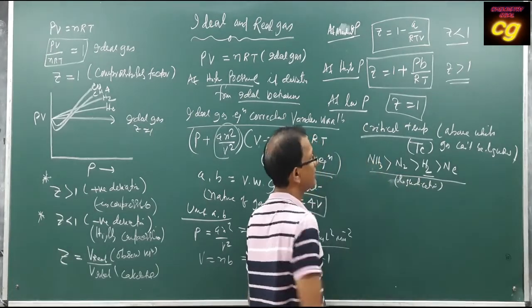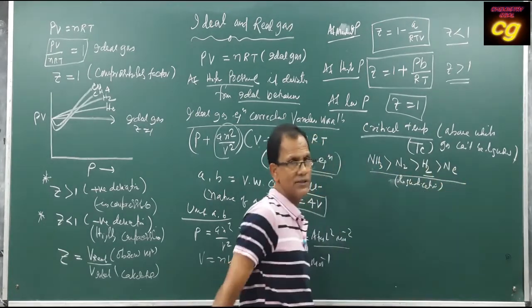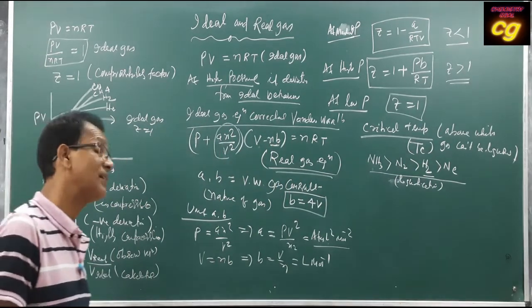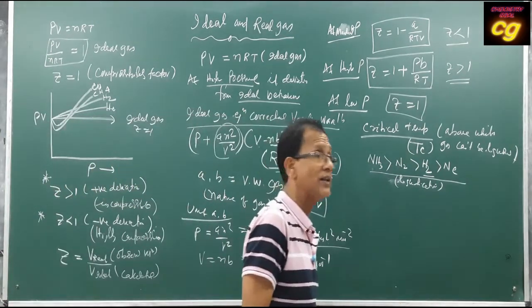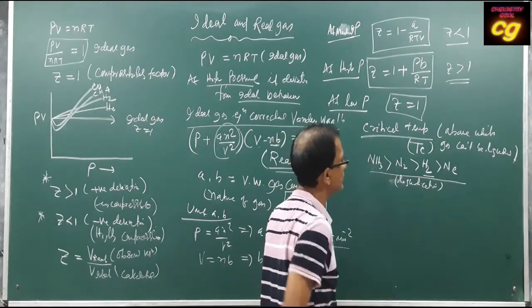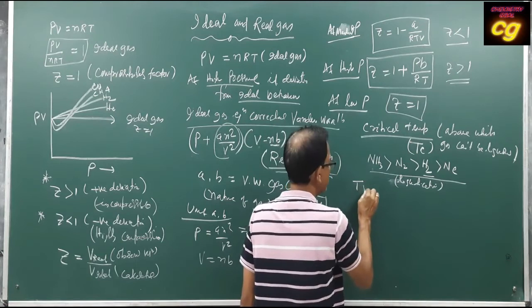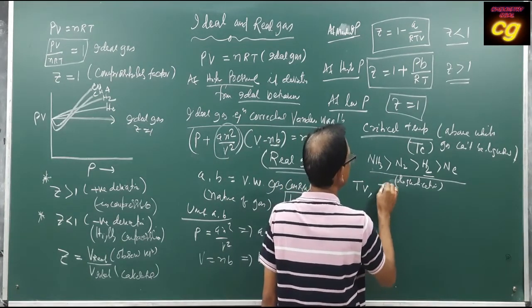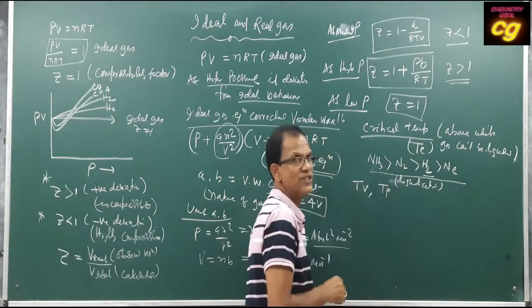Ammonia is liquefied, then nitrogen, hydrogen, neon, like this. So this is regarding critical temperature. The volume at which a gas is liquefied is called the critical volume. So there is a critical temperature Tc, similarly Vc the critical volume, and Pc the critical pressure.